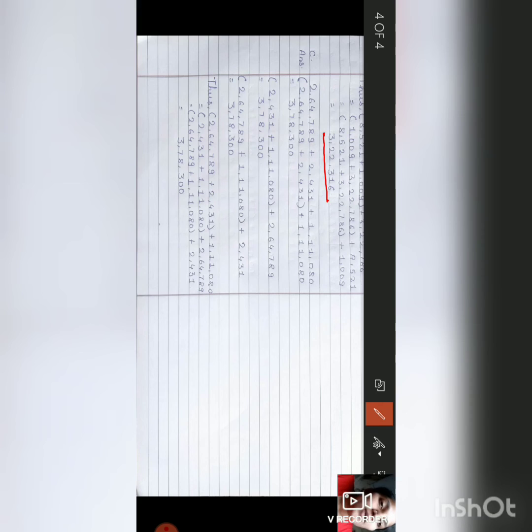2,64,789 plus 2,431 is a group plus 1,11,080, and then second and third group you can see how we have written, and then the final answer we are going to write, that is 3,78,300. Okay, this is our final answer, 3,78,300. So students, grouping property is very easy, even if it is looking very long to write, it is very easy. We just have to change the order of the number in a group, but the answer is going to remain the same. Answer is not going to change.